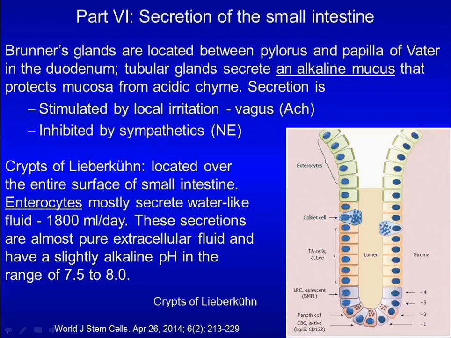Second type of tubular glands is crypts of Lieberkühn. They are located in the entire surface of the small intestine. Here is a crypt of Lieberkühn. These are enterocytes, and these are goblet cells, and these are stem cells. In between are Paneth cells. Enterocytes mostly secrete water-like fluid. These secretions are almost pure extracellular fluid and have a slightly alkaline pH.